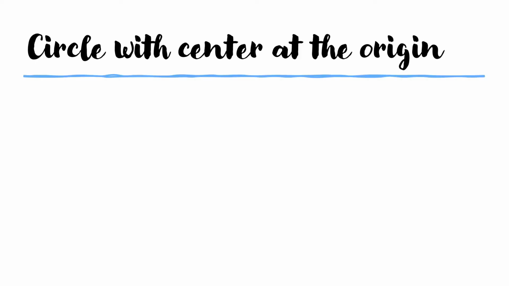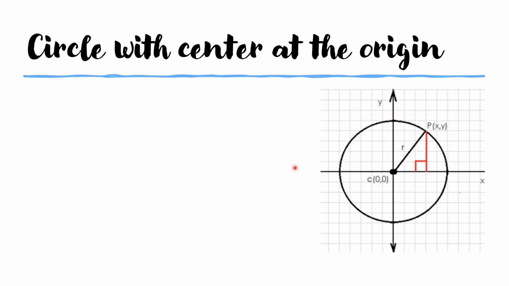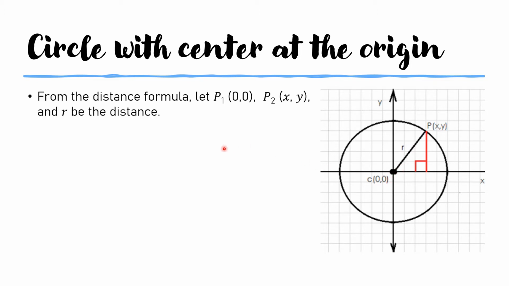So ano yung kinalaman ng ating distance formula sa pagkuha ng equation of the circle? Let's start with a circle with center at the origin. So dito meron tayong circle plotted on a Cartesian plane na ang center niya is on the origin. So to solve for the distance of the radius or yung length ng ating radius, we're going to use the distance formula. We're going to let yung point 1 as (0, 0) and yung point 2 natin as (x, y). So yung (x, y) natin, that will be our x sub 2 and y sub 2. Yung (0, 0) will be x sub 1 and y sub 1.